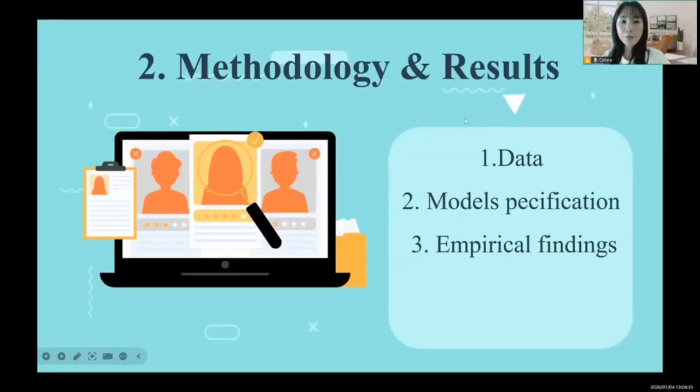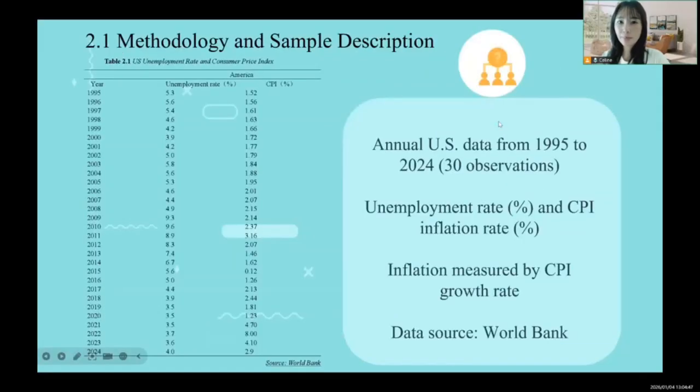Let's start with part 2, methodology and results. There are 3 contents here: data, model specification, empirical findings. We use annual U.S. data from 1995 to 2024, 30 observations, unemployment rate and CPI inflation rate. Inflation is measured by CPI growth rate. Data source is World Bank.